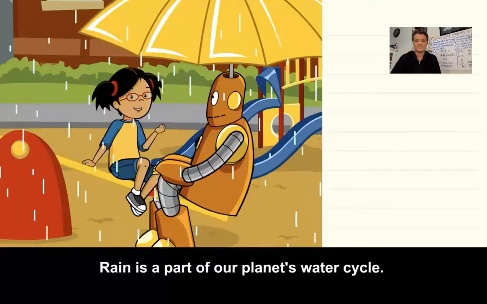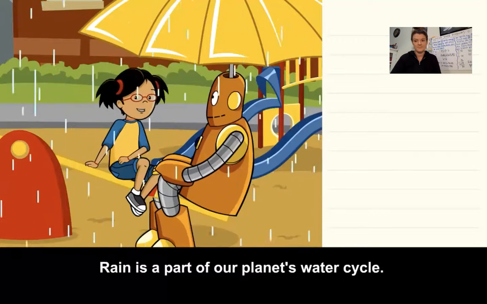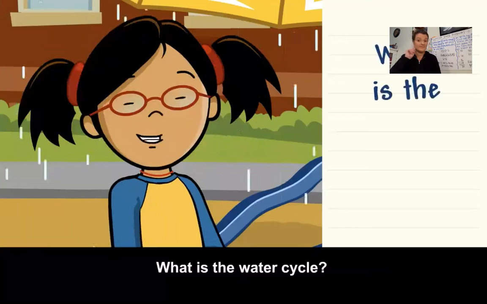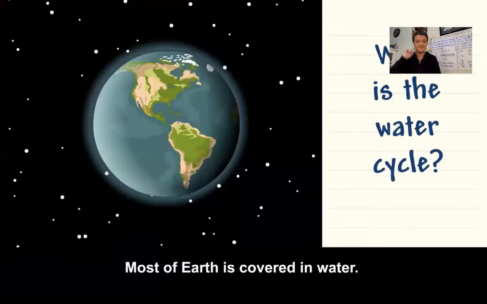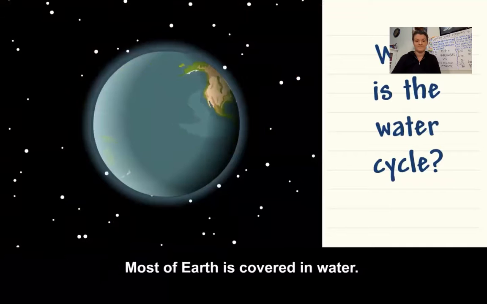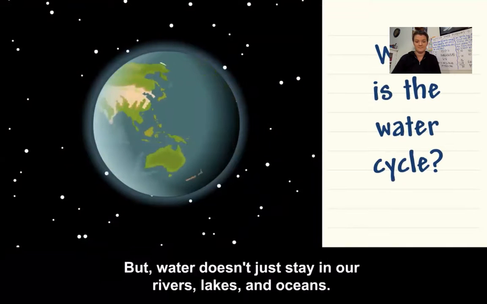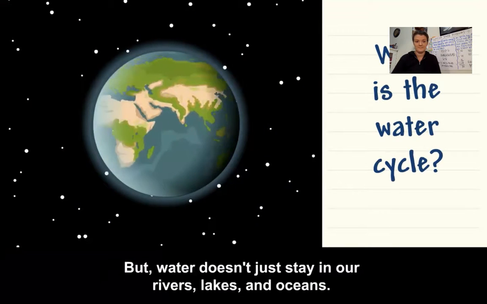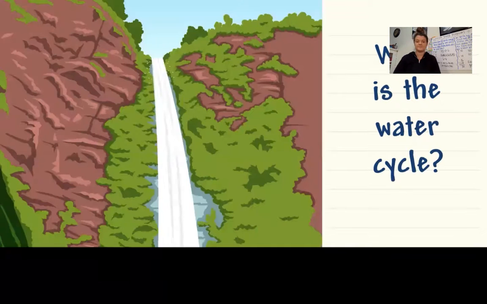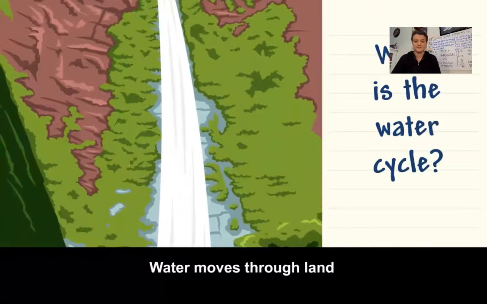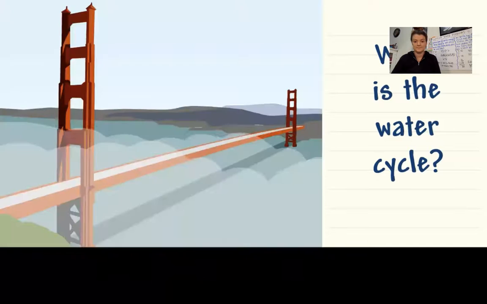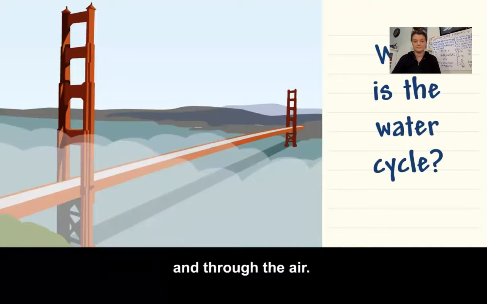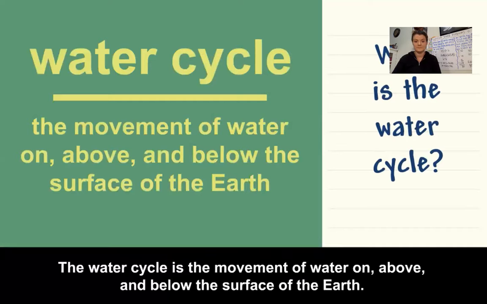Rain is a part of our planet's water cycle. What is the water cycle? Most of Earth is covered in water, but water doesn't just stay in our rivers, lakes, and oceans. Water moves through land and through the air. The water cycle is the movement of water on, above, and below the surface of the Earth.